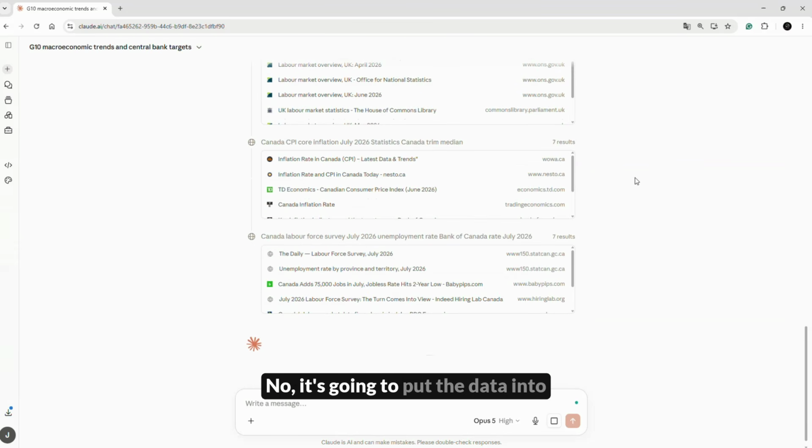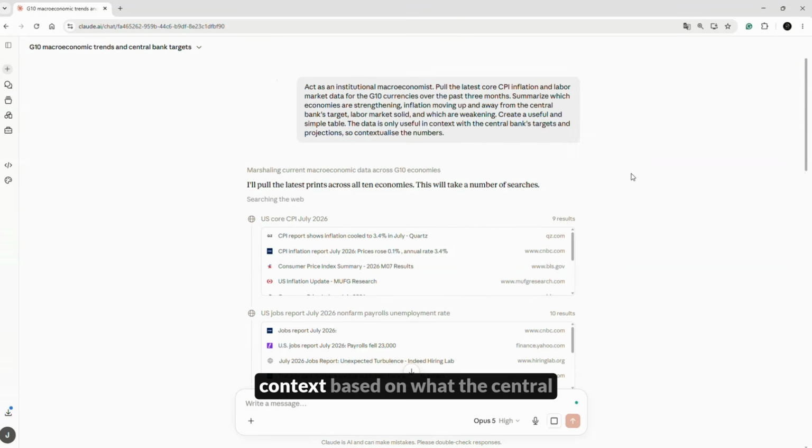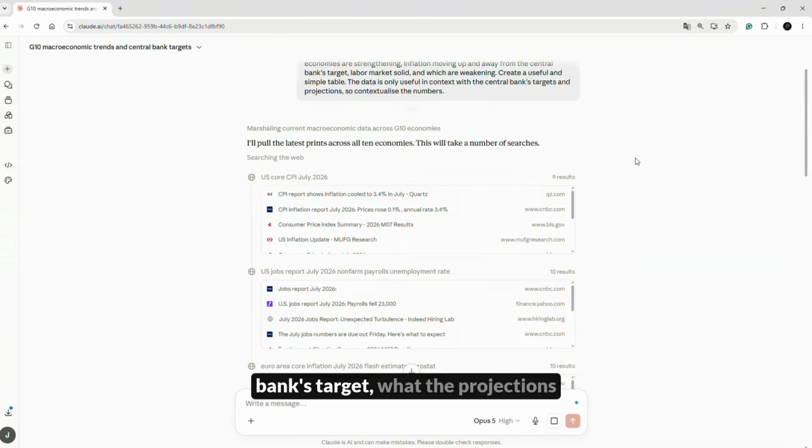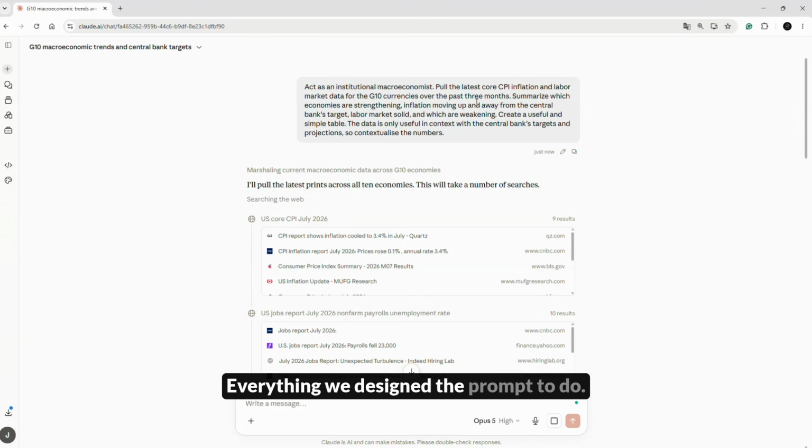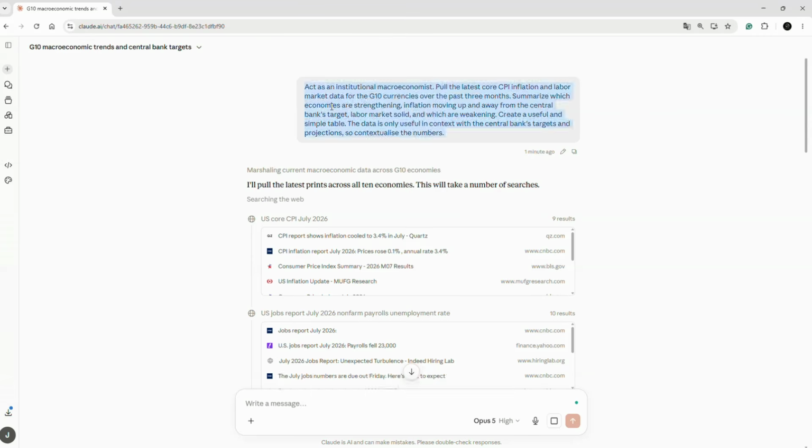No, it's going to put the data into context based on what the central bank's target is, what the projections are, and so on and so forth. Everything we designed the prompt to do. And by the way, you can still improve this prompt as much as you want. This is a starting point.